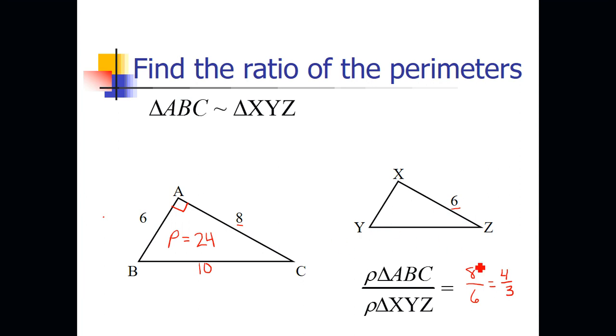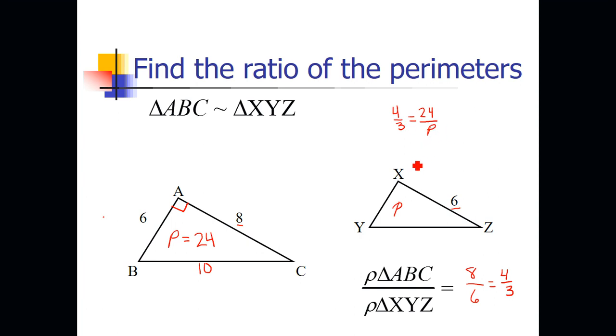So how could I use this ratio of perimeters? Well, if I know this perimeter is 24, and the question was, well, what's the perimeter of this triangle? Well, I don't need to know all the side lengths. Since I have this ratio of perimeters is 4 over 3, and that's comparing ABC to XYZ. Well, the perimeter of ABC, the actual perimeter is 24, so in my proportion, I would put 24 on top. Compared to the perimeter of XYZ, well, that I don't know, so we'll call that rho.